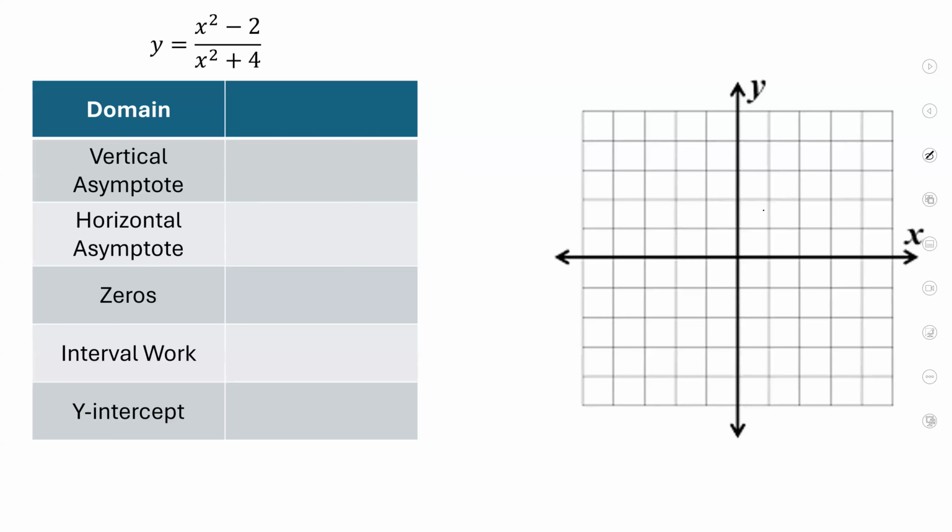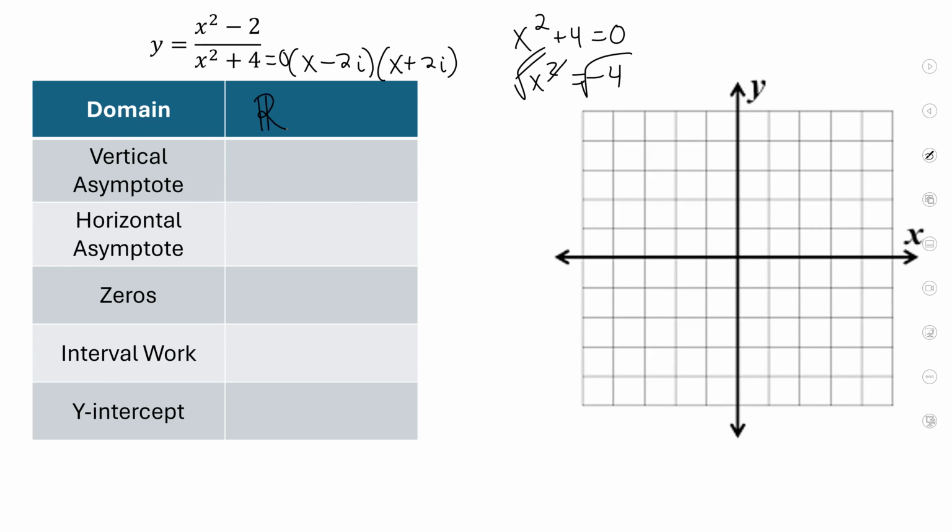Okay, so this is letter F. If you factor this, you'll get x minus 2i and x plus 2i. Meaning if you set this equal to 0 and solve it, you'll get an imaginary number. If you get an imaginary number, don't worry about it. Okay, so it's going to be all real numbers. We're not doing imaginary stuff.